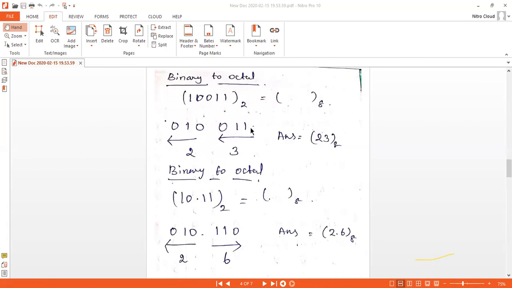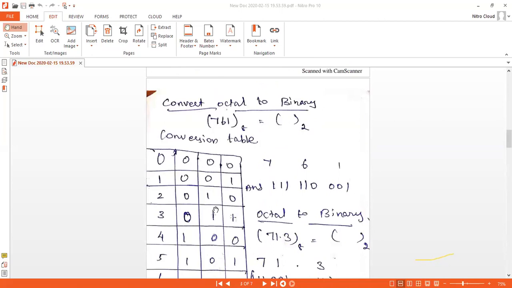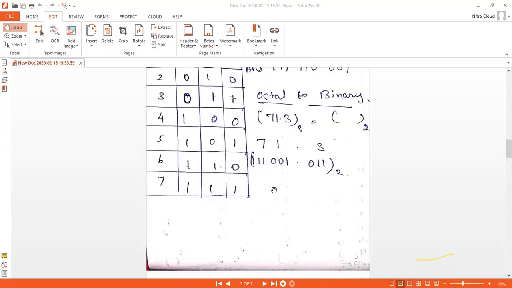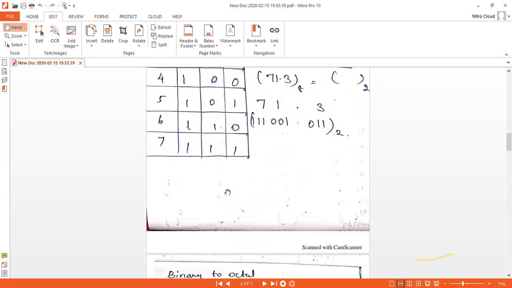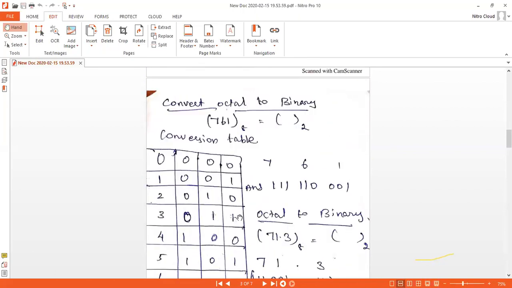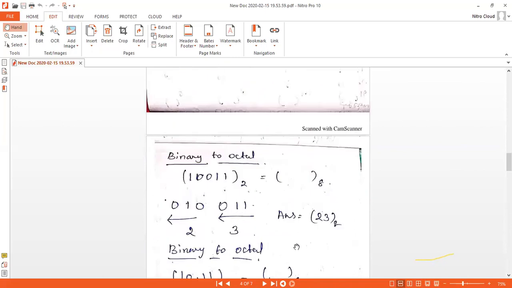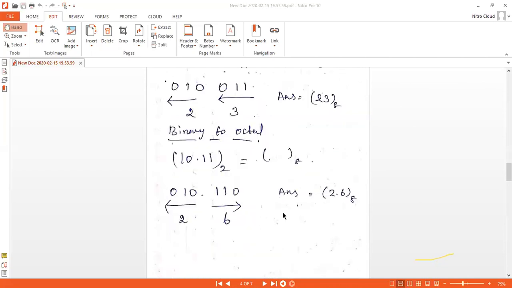Now go back to the table. 0, 1, 0. Where does it come? 2. So I put 2 here. 0, 1, 1. Where does it come? Look at the octal table. 3 here. So 23 base 8 is the octal of the binary number 10011. Is it clear? If it is clear, type S in the chat box. I'll move on to the next model.